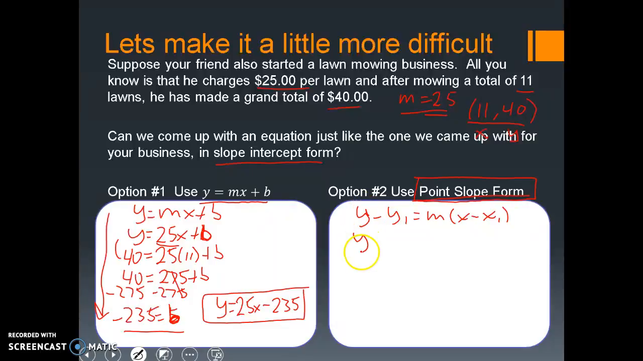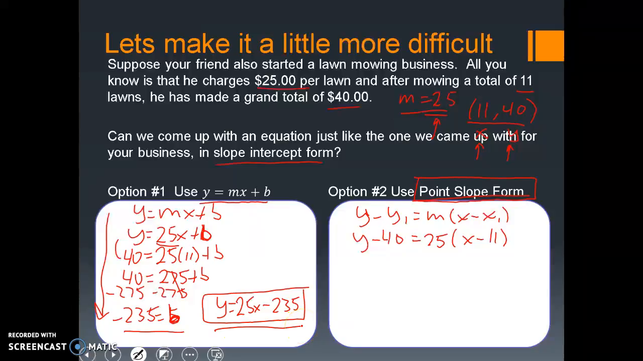We're going to have y minus our y value. So in the point that we have, our y value is 40. That equals the slope, and we know that the slope is 25. And it's going to be x minus the x value, which is 11. So I'm just going to plug my x and y in for x1 and y1, and plug my slope in for m. And now I'm going to write it in this form.